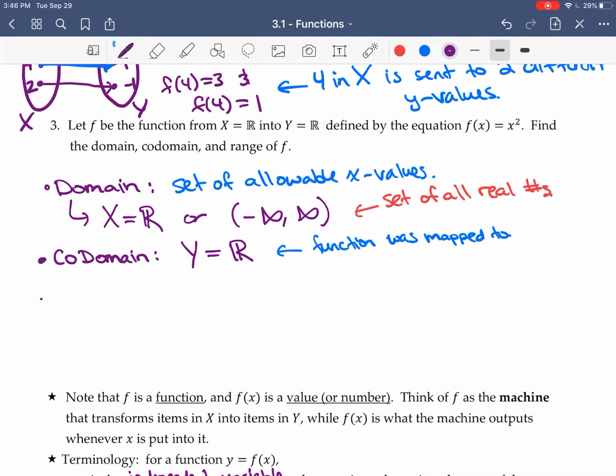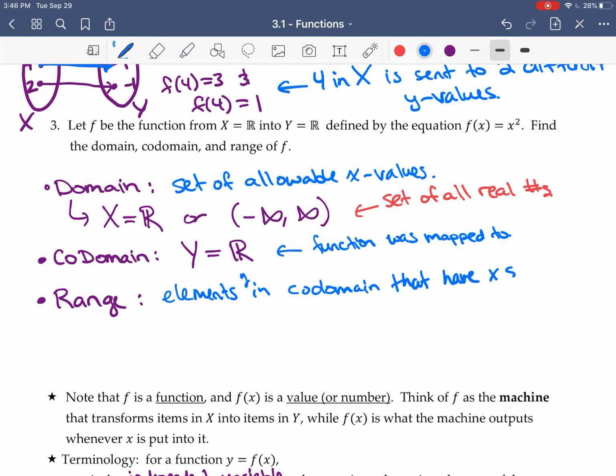Okay, but then the range, for the range, we want elements in the codomain. Okay, so in our target that we were aiming at, that have an x value, so elements y in the codomain that have an x so that x squared is equal to y. Okay, so these are the ones that actually get mapped to.